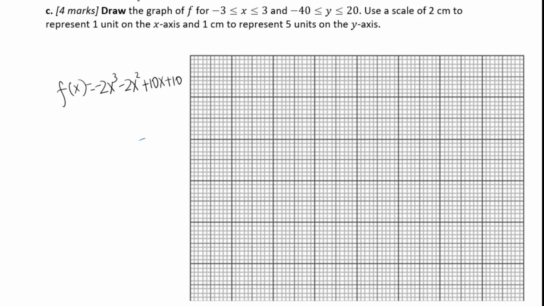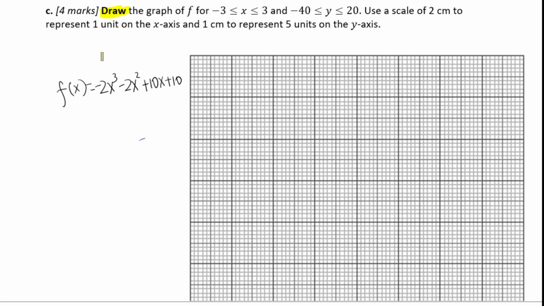C. Draw the graph of f for x greater than or equal to negative 3, less than or equal to 3, and y greater than or equal to negative 40, less than or equal to 20. Use a scale of 2 centimeters to represent 1 unit on the x-axis, and 1 centimeter to represent 5 units on the y-axis. Normally, we always sketch the graph, but this time, draw the graph.